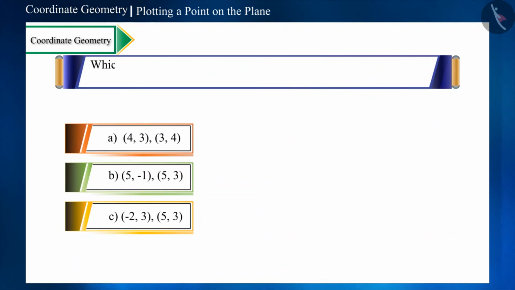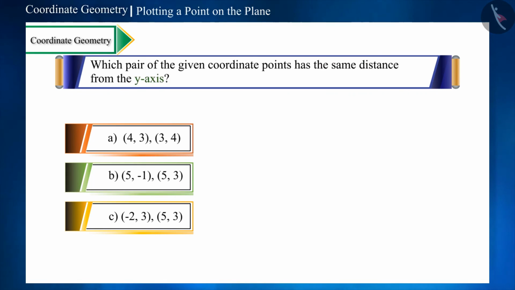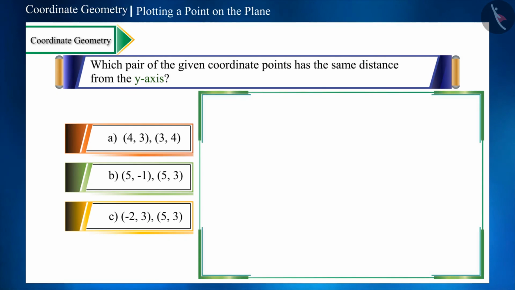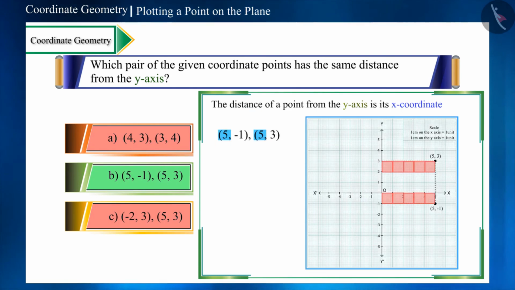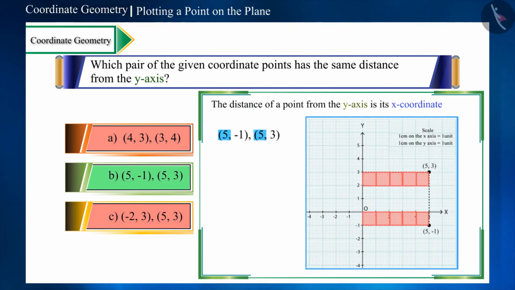So tell me, which of the given pairs of these coordinate points is at the same distance from the y-axis? Pause the video and try to solve this question yourself. The correct answer to this question is option 2, whose x-coordinates are the same. Friends, you can also check your answer by plotting these options on the XY plane.